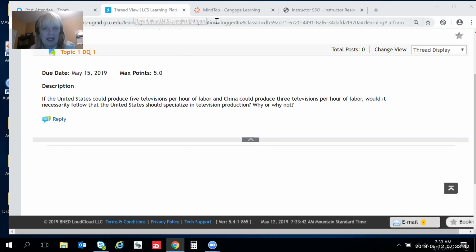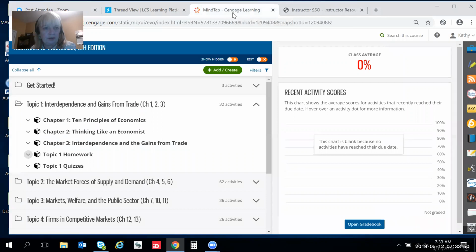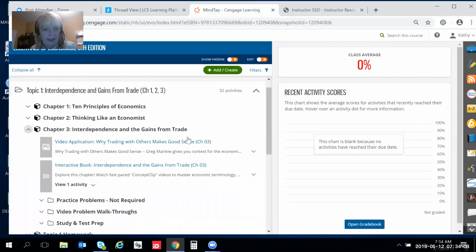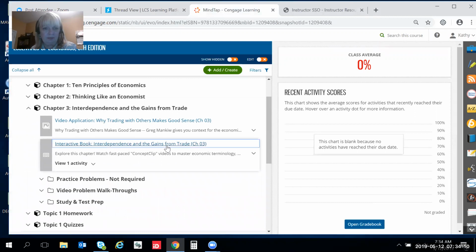It turns out that that is discussed at length in Chapter 3 in your textbook, which can be found in MindTap. So we're switching over to MindTap, and we're in Topic 1, Interdependence and Gains from Trade. And it turns out that that information is in Chapter 3, where it talks about trade terms and why people trade. So let's look there, and let's go to the interactive book.